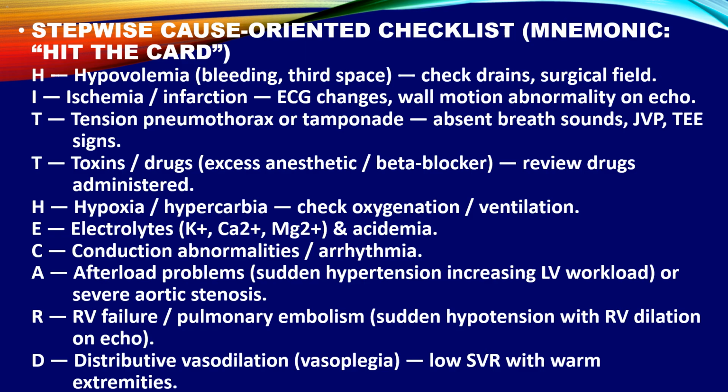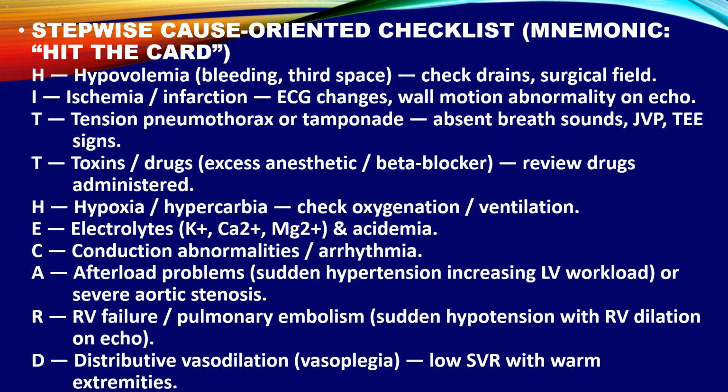7. C. Conduction abnormalities, arrhythmia. Assess for arrhythmias or conduction abnormalities that may be contributing to low cardiac output. 8. A. Afterload problems. Consider sudden hypertension or severe aortic stenosis as potential causes of increased left ventricular workload. 9. R. RV failure, pulmonary embolism. Identify signs of right ventricular failure or pulmonary embolism, such as sudden hypotension with RV dilation on echocardiography.